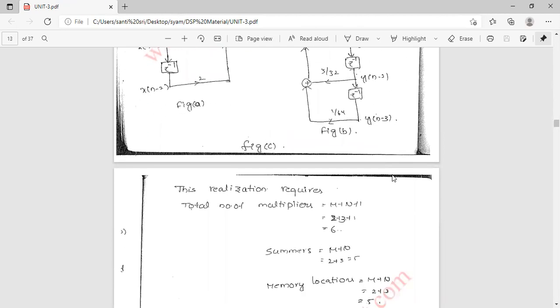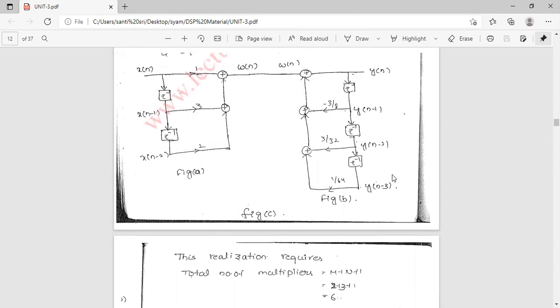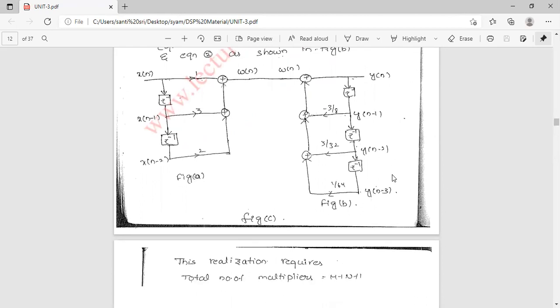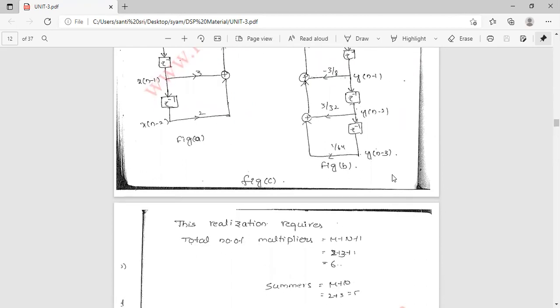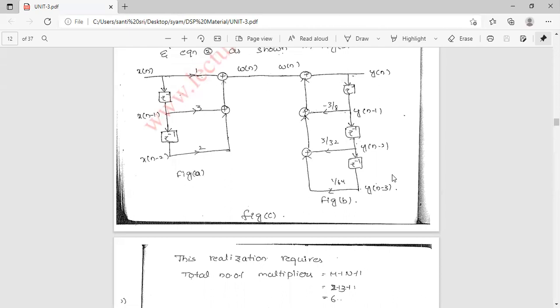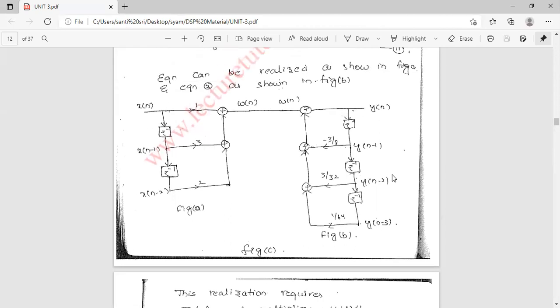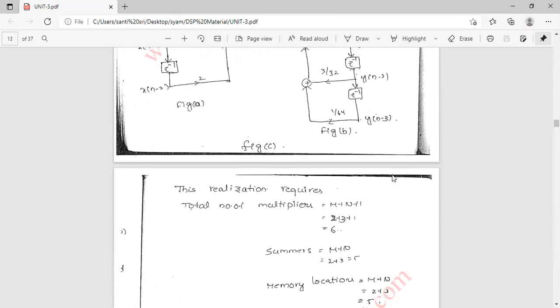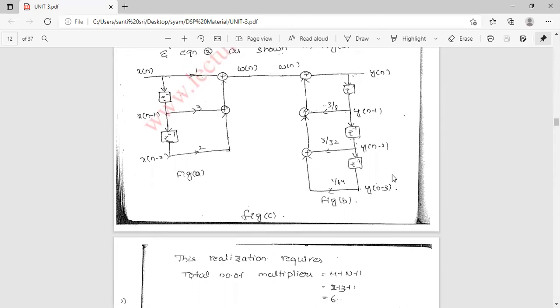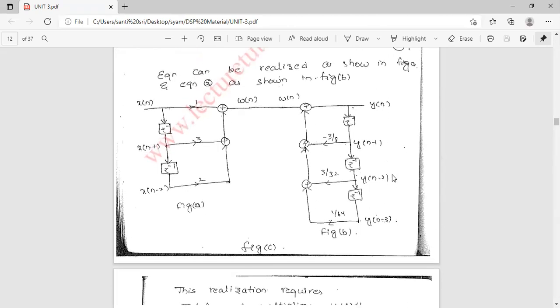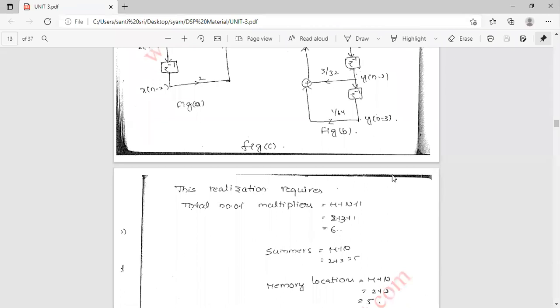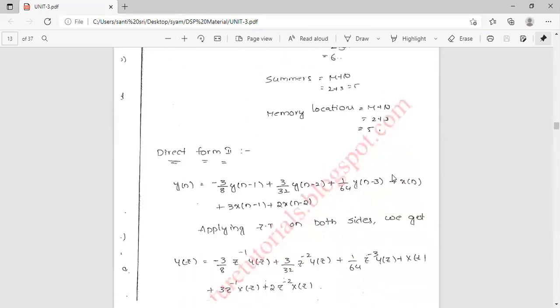This realization requires a total number of multipliers of m plus n plus 1. So here 2 multipliers, here 3 multipliers. So 2 plus 3 plus 1, that is 6 multipliers. Then summers are m plus n, so we have 5 summers. Memory locations are m plus n also, that is 5. That is direct form 1.